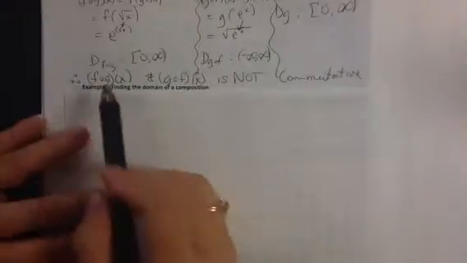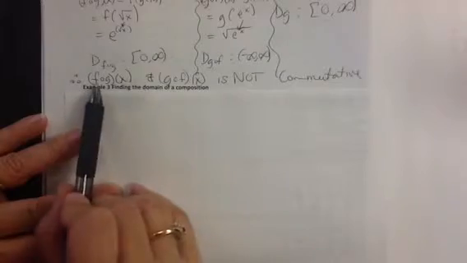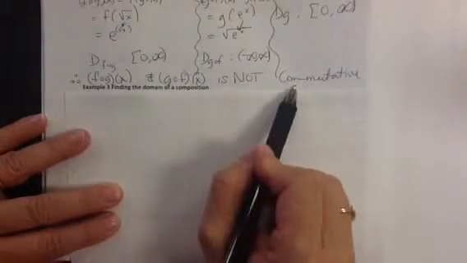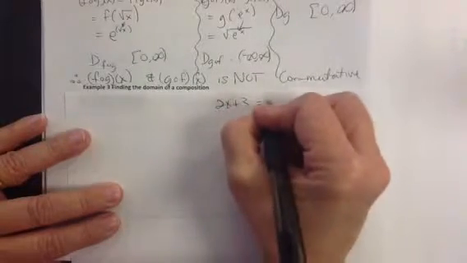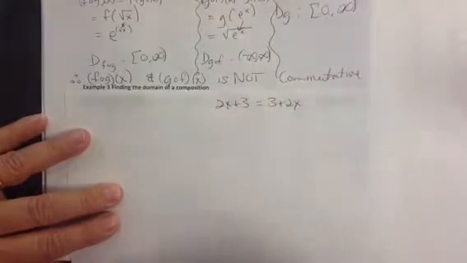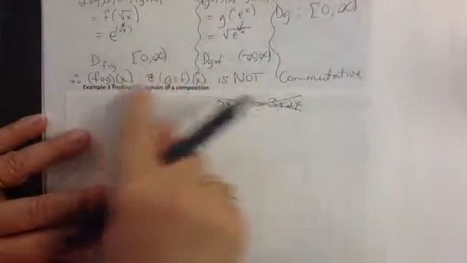Now what I want you to note is that since these are not the same, doing compositions is not commutative. Commutative means that if I have 2x plus 3, that's the same thing as 3 plus 2x. Addition is commutative, multiplication is commutative, but not compositions of functions.